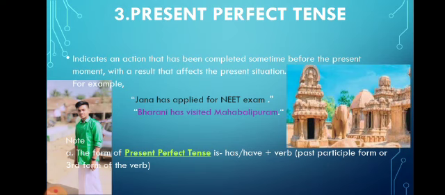Jana has applied for NEET exam. Actually, he applied for NEET exam yesterday. But today, the action is revealed to the others. It is informed to others that Jana has applied for NEET exam. The action took place at one point of time in the past. The result we get in the present. That is why we call it present perfect tense.